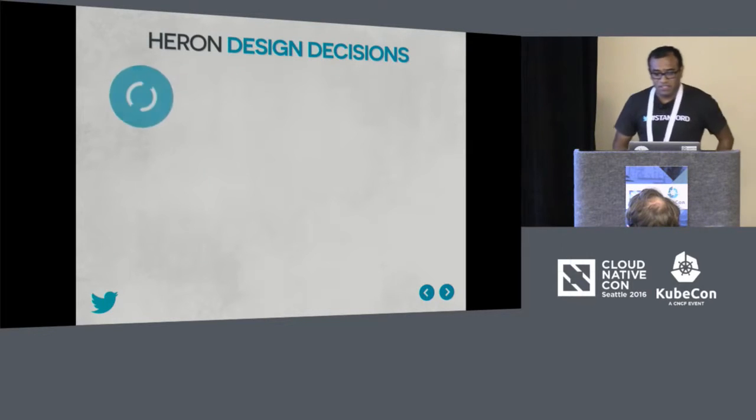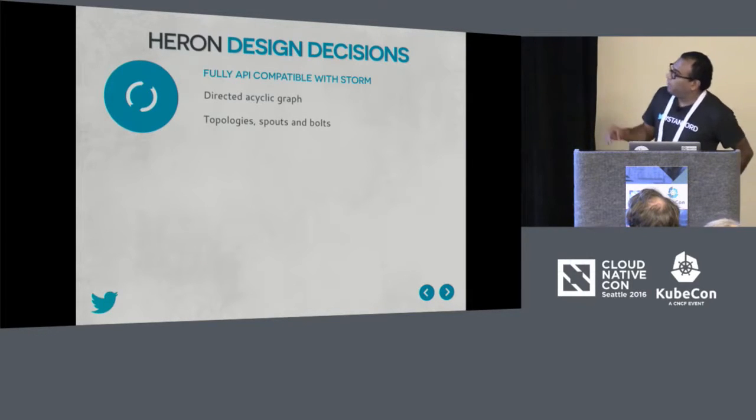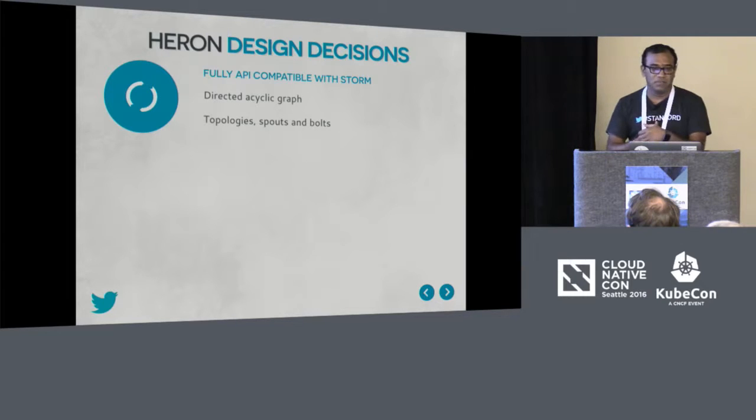Some of the design decisions for Heron: it should be fully API compatible with Storm, for obvious reasons, because Twitter had a huge investment in Storm and its API, and a lot of programs and topologies have been written on top of it.